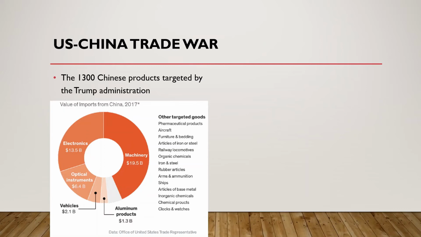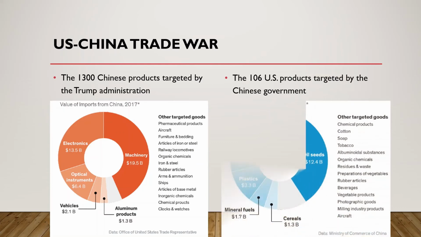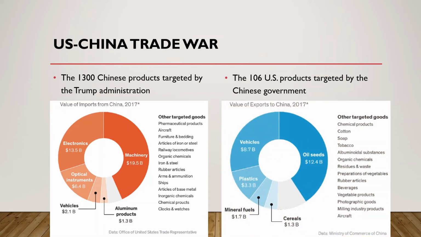Now, even though from the graph that we have seen a while ago, we know that China has imported a lot fewer goods from the US, which is around 5 times less than US imports. However, China also has 106 products from the US that had the tariff increased from 5 to 25%. And to name a few, they are chemical products, cotton, soap, tobacco, or the cigarette. And others include the beverage and aircraft.